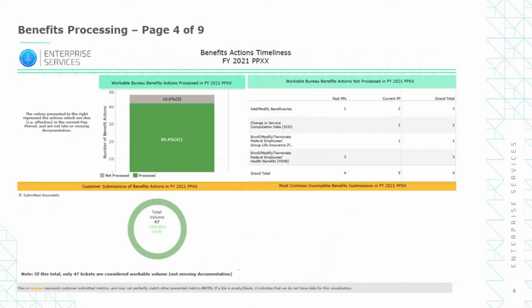This is an example of what you would see for benefits. As you can see here, if all submissions are accurate, the table on the bottom right will be blank.